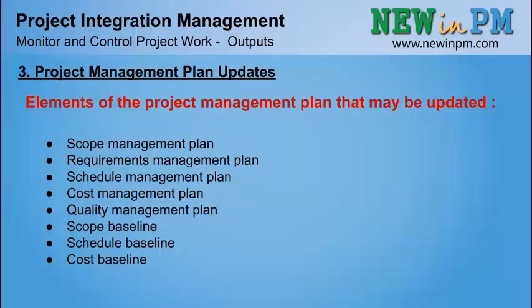The third output, project management plan updates. The elements of the project management plan that may be updated as a result of the monitor and control project work are scope management plan, requirements management plan, schedule management plan, cost management plan, quality management plan, scope, schedule, and the cost baselines. So all these elements are updated as a result of this process.